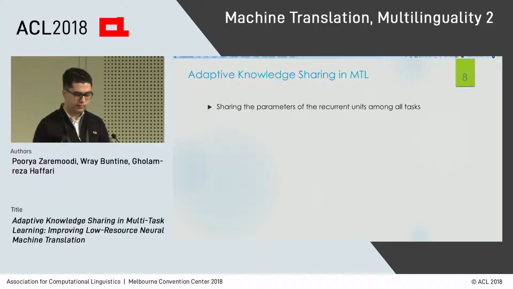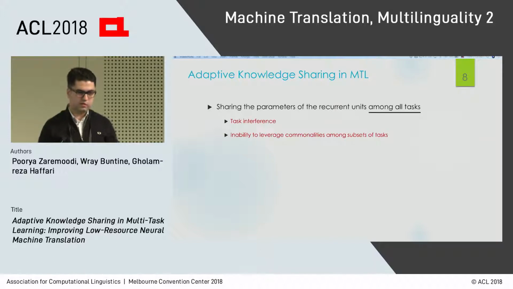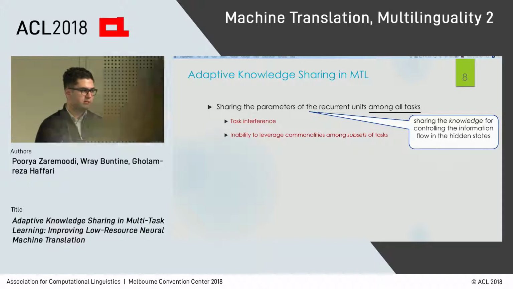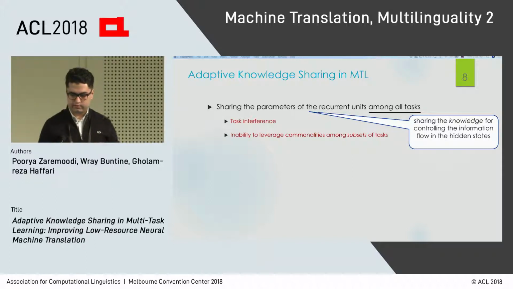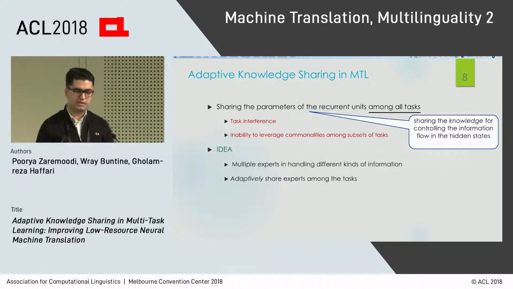As I mentioned before, when we share the parameters of recurrent units among all of the tasks, it may cause task interference or inability to leverage commonalities among subsets of tasks. When we share the parameters of recurrent units, we in fact share the knowledge for controlling the information flow in the hidden states. And for addressing the task interference issue, the idea here is to use multiple experts in handling different kinds of information and adaptively share these experts among the tasks.